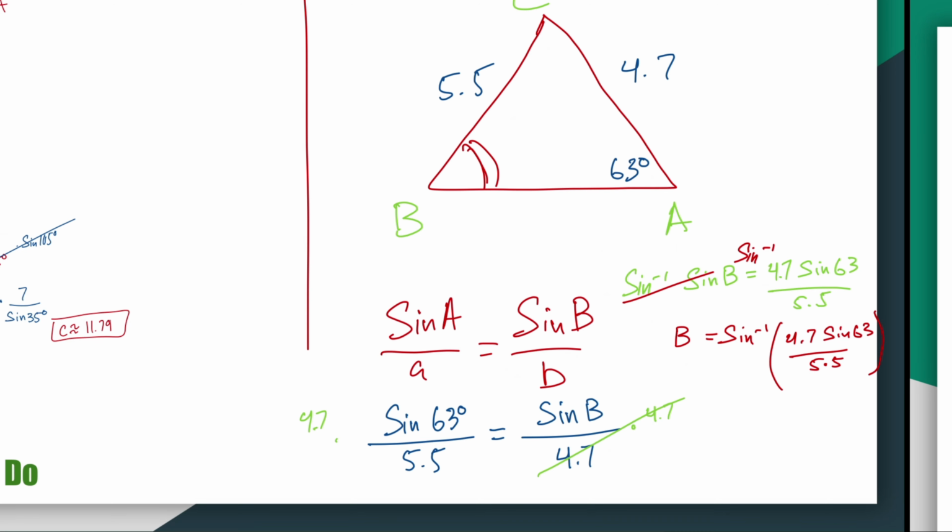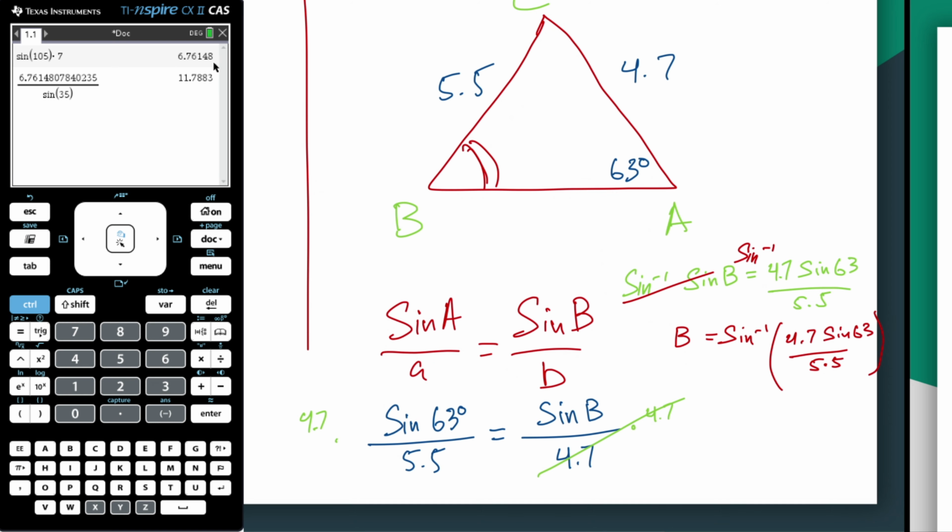It's a lot there, right? So let's get our calculator out here and give it a whirl. I'm just going to be typing mine in. I'm going to do the inverse sine of everything in there. So I'm going to go 4.7 times the sine of 63, and let me put all of that in parentheses, just so that it's very clear that all of that is being divided by 5.5. I go for my answer.